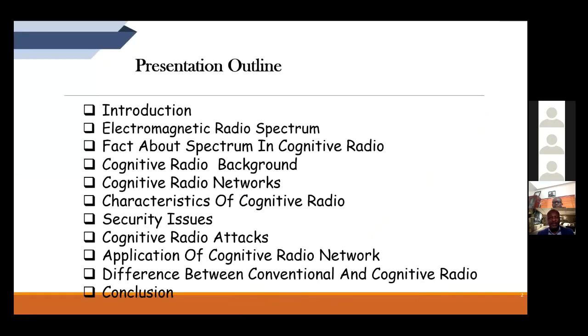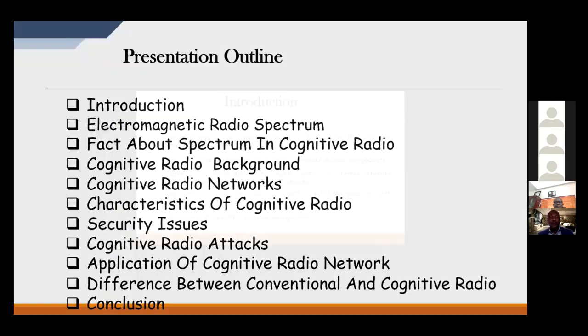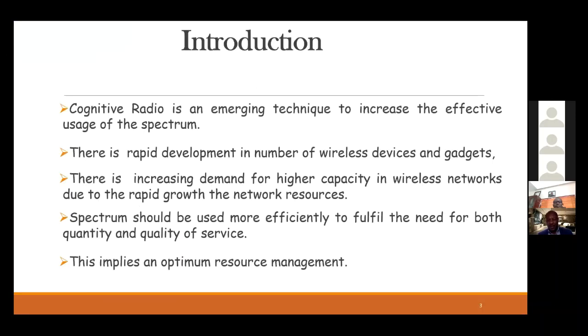And this is just a brief outline of my presentation. We'll be looking at a little bit of the intro, electromagnetic spectrum, facts about spectrum, cognitive radios, the characteristics, the network issues, security issues, and we'll also look at the differences between conventional and cognitive radios, like we know.